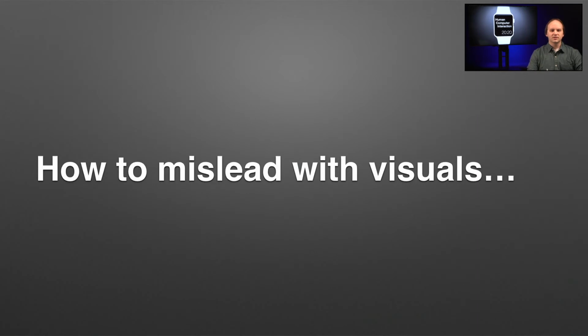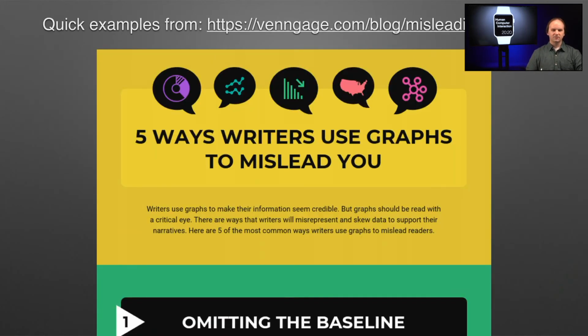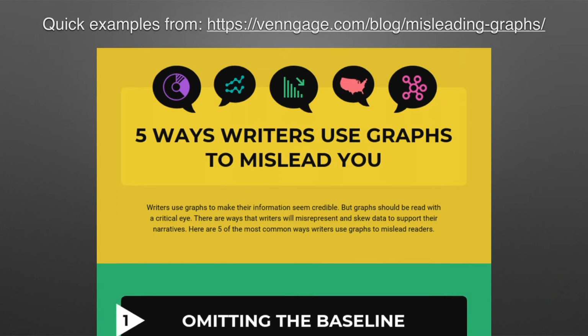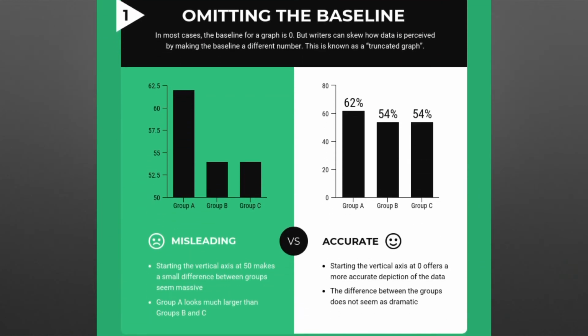So let's look at some examples of how to mislead with visuals. I've just pulled these from a little blog article. It shows you 5 common ways that people will mislead. So we talked about omitting the baseline. And I liked this blog because it gave really nice little examples that were easy to consume.